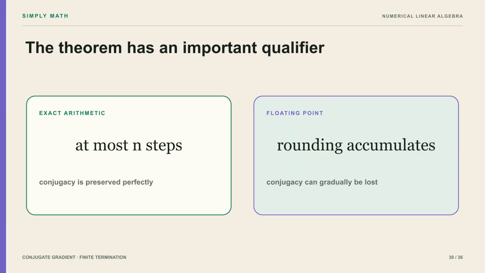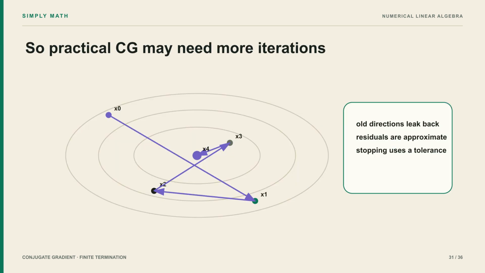The finite termination proof assumes exact arithmetic. Real floating point calculations gradually lose perfect conjugacy. In practice, old components can leak back, and the method stops when the residual is small enough, not exactly 0.